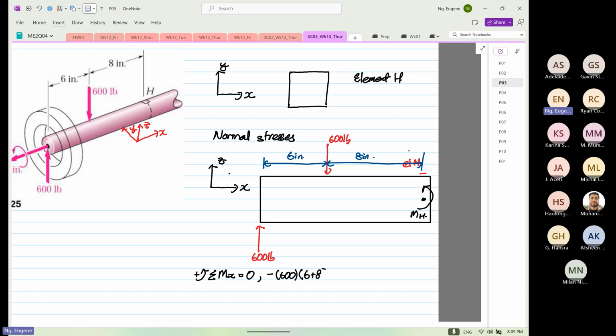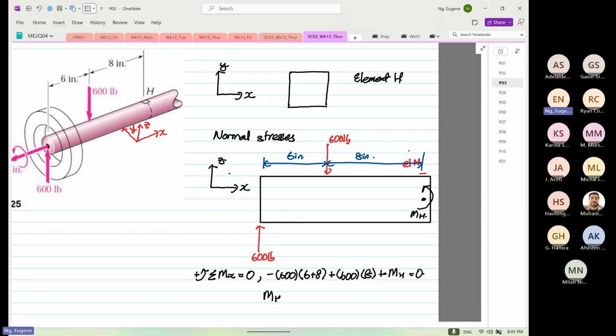So from here, the first 600 is going clockwise, minus 600 multiplied by a distance of 6 plus 8. We are taking moment at this point. That's why the 600 is going in the clockwise direction, and clockwise direction is negative. The next one is equal to 600 multiplied by 8, plus the moment about H, and the whole thing is equal to 0.